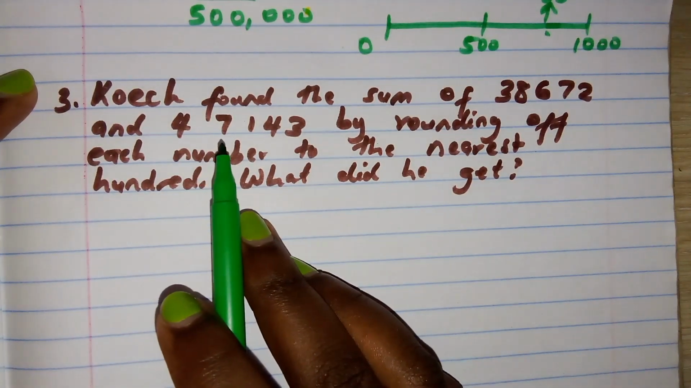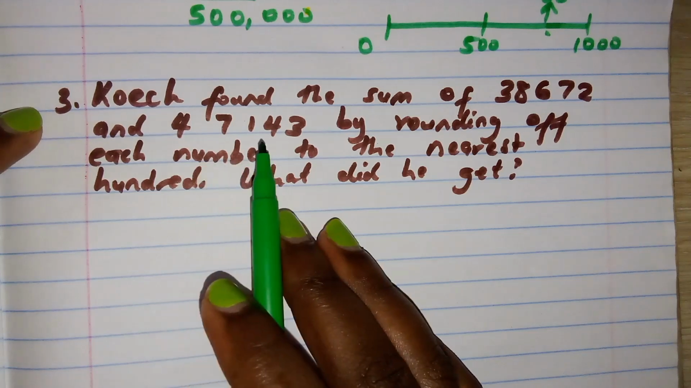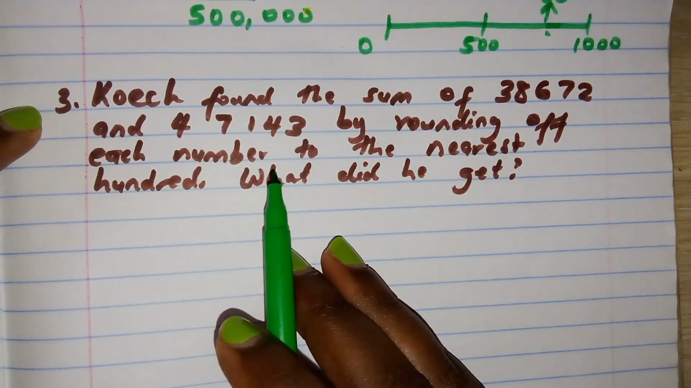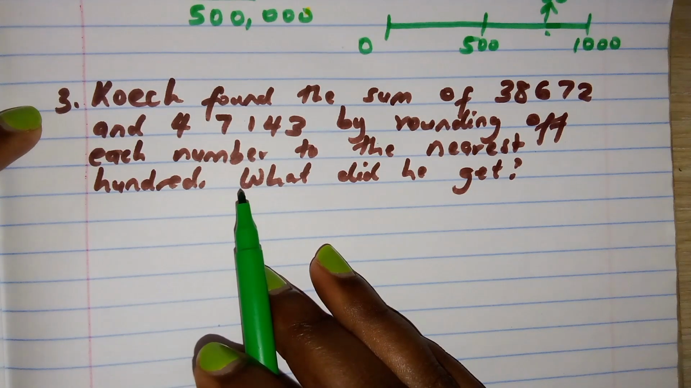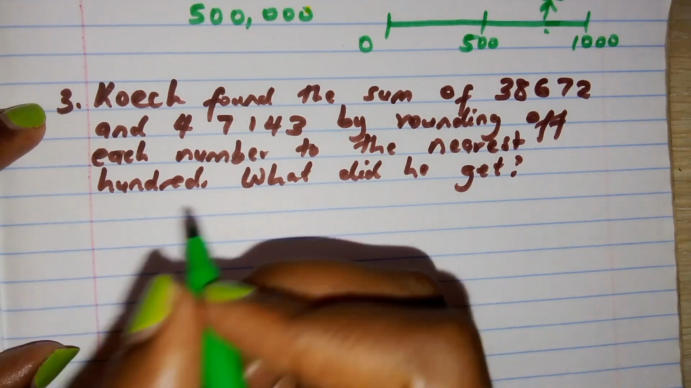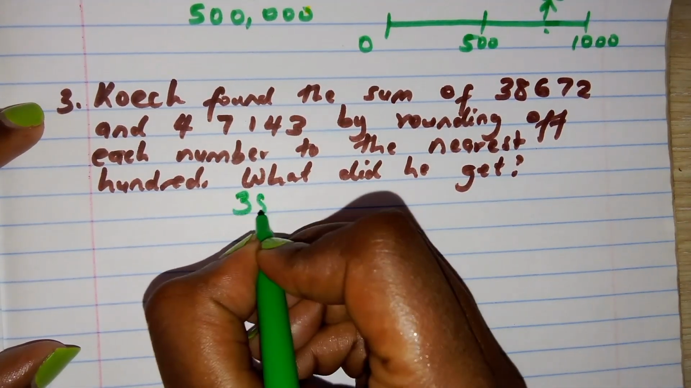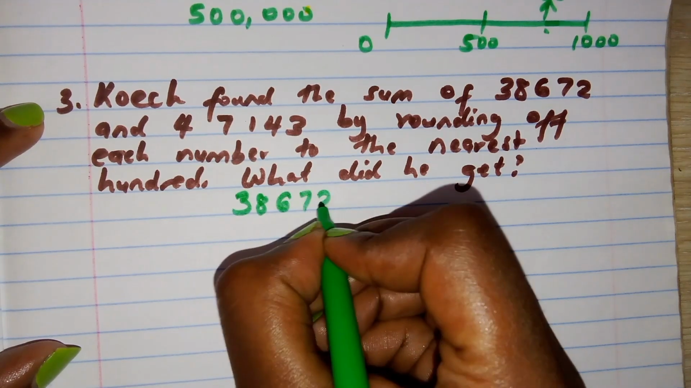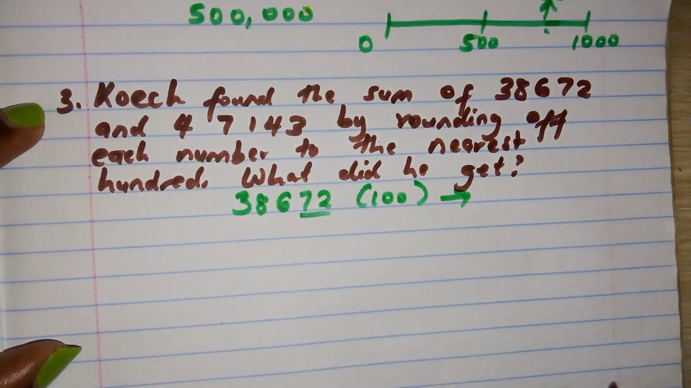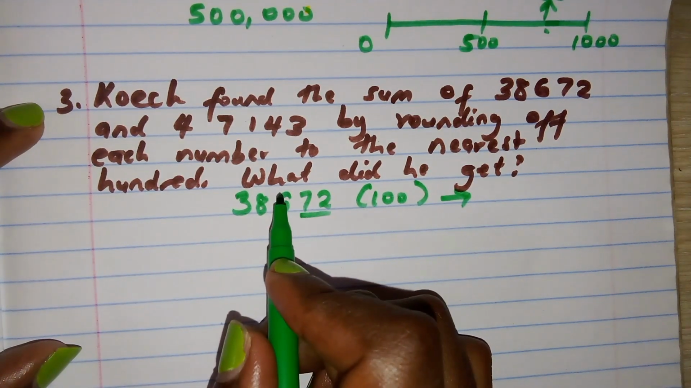Number 3, Koech found the sum of 38,672 and 47,143 by rounding off each number to the nearest 100. What did he get? So we need to round off each number to the nearest 100, and then we can find the sum. The sum is addition. So 38,672 to the nearest 100 would be, so the last two digits, it's more than 50, so this one goes up.